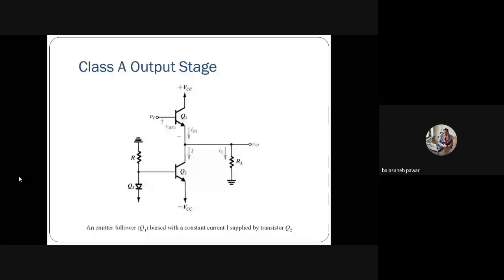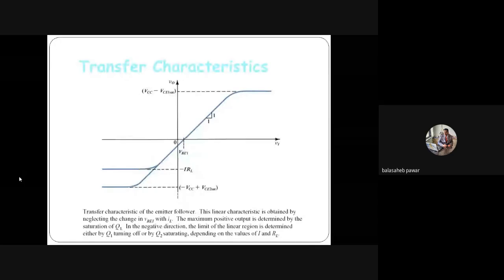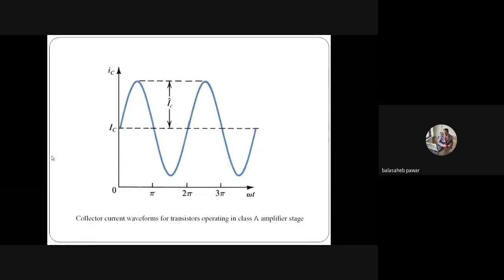Then the transfer characteristic: as the transistor conducts during both half cycles, it will be able to conduct in the first quadrant as well as in the third quadrant, because the current also gets reversed, since the input signal has positive as well as negative half cycles. As the conduction takes place during both half cycles, the transfer characteristic lies between the first and third quadrant. And this waveform I already showed in the previous one, so no need to explain it again. The shown IC is IC peak.